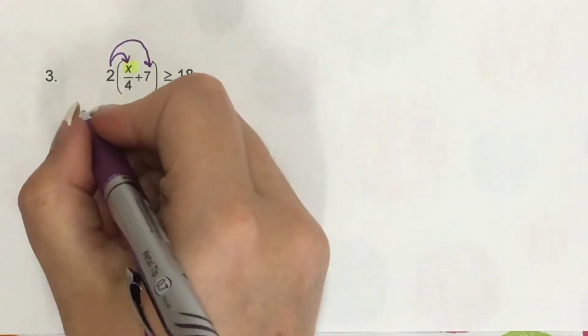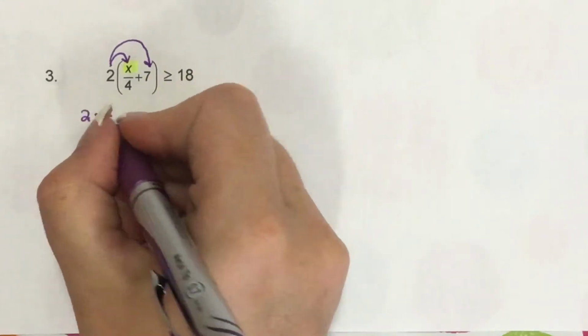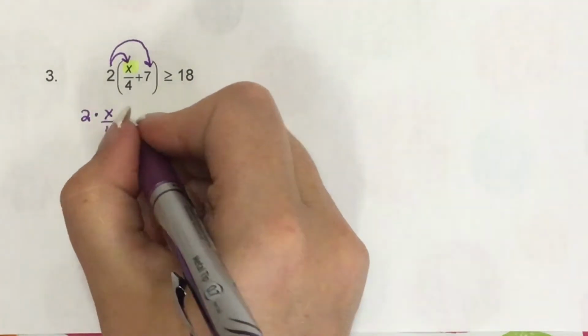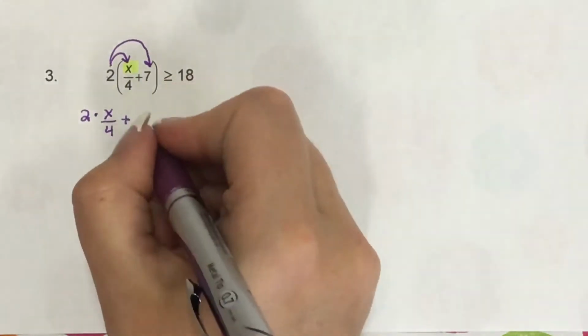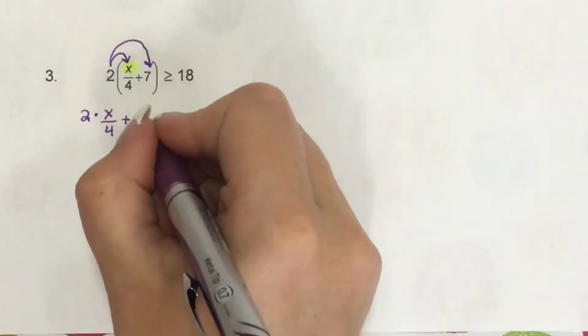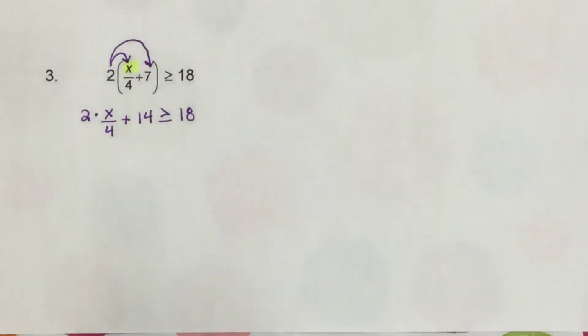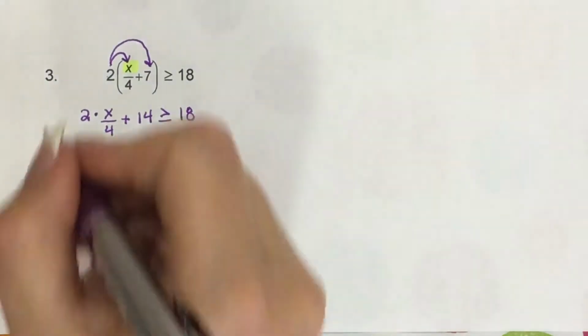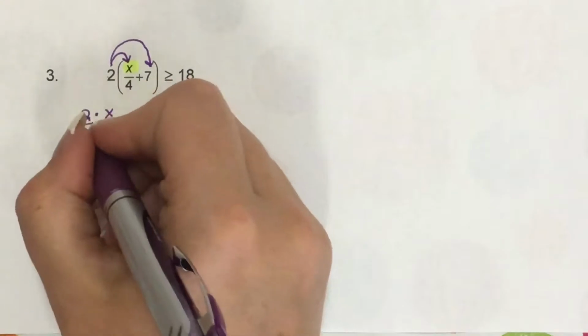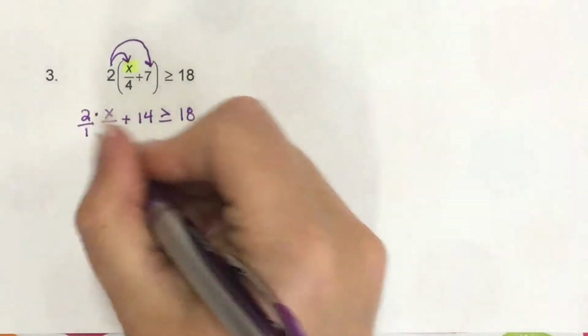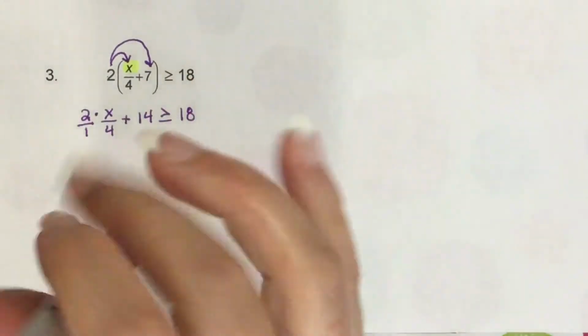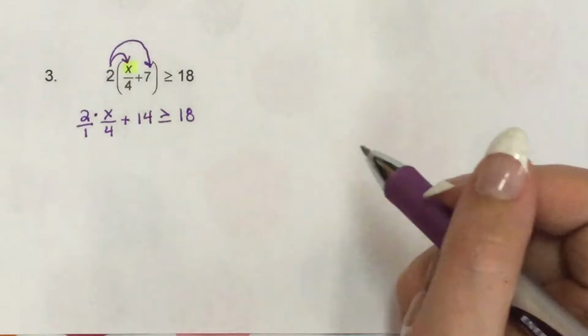So I'm just going to go 2 times x over 4 plus 2 times 7 is 14. I'm just rewriting everything else. Okay, so this 2 times x over 4, 2 is the same thing as 2 over 1. And I'm going to multiply these fractions. Now remember, whenever you multiply fractions, first thing you do is look to cross cancel. So x and 1, you can't cancel out anything there.